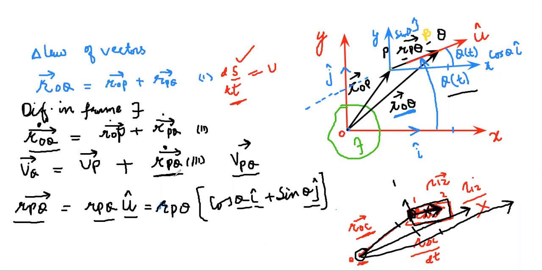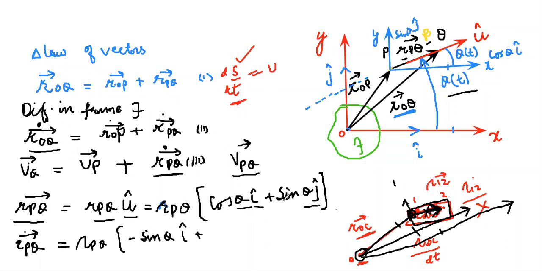So somehow this RPQ we have expressed in terms of those parameters which are defined with respect to the ground frame of reference. Therefore, if we take the derivative of this RPQ with respect to the ground frame of reference, it will be equal to RPQ magnitude, then differentiation of cos theta is minus sine theta, that's minus sine theta I cap.